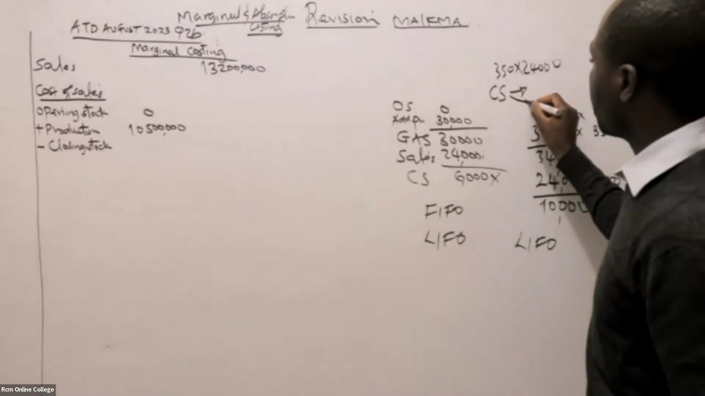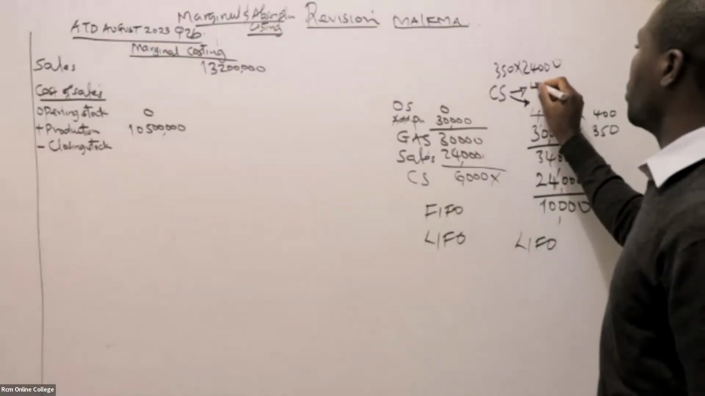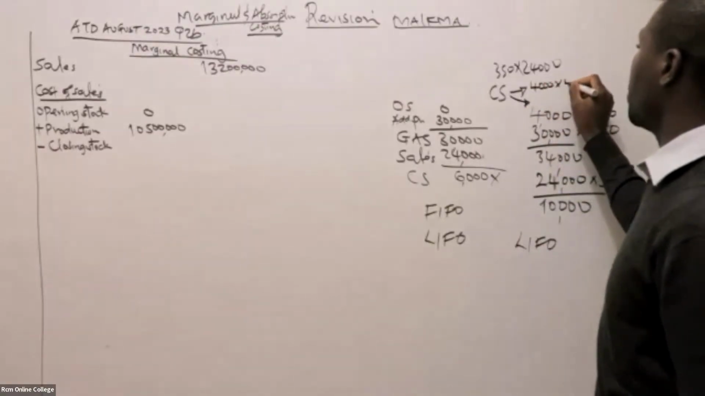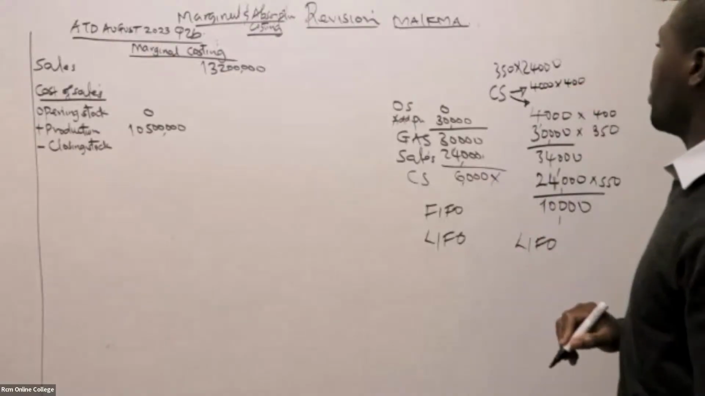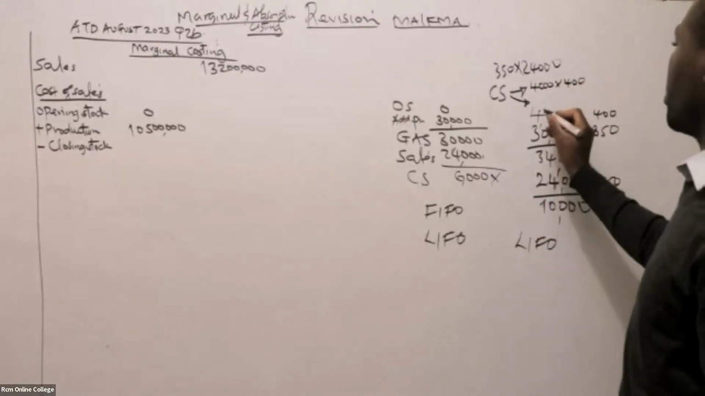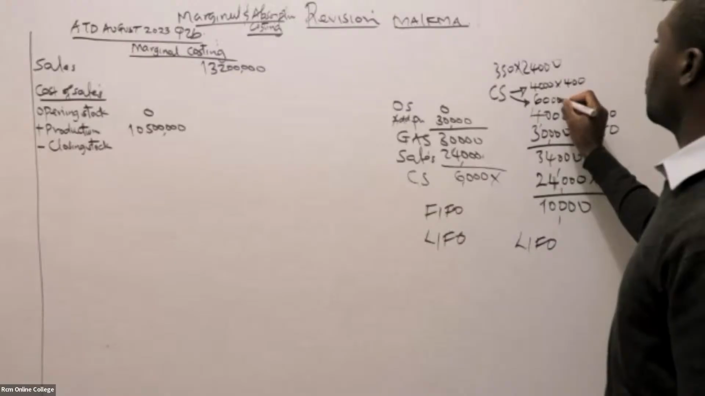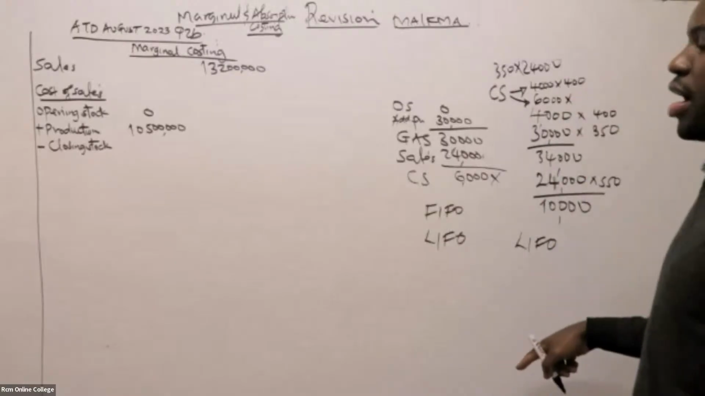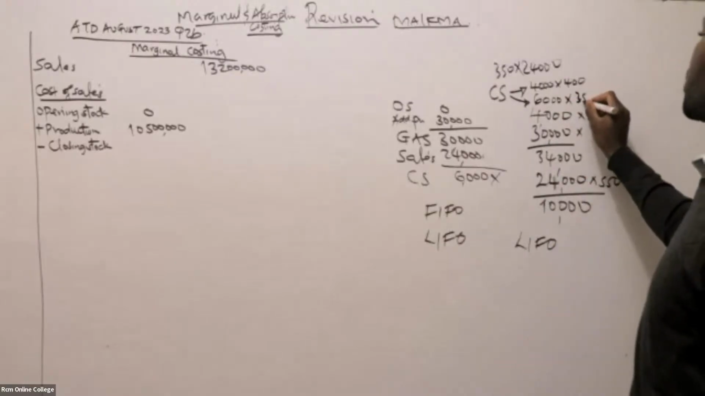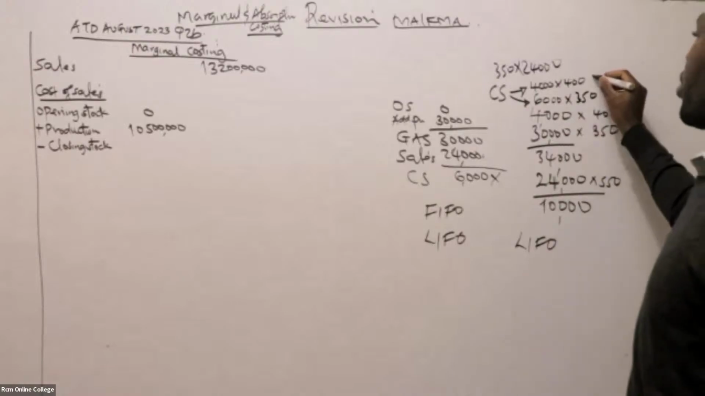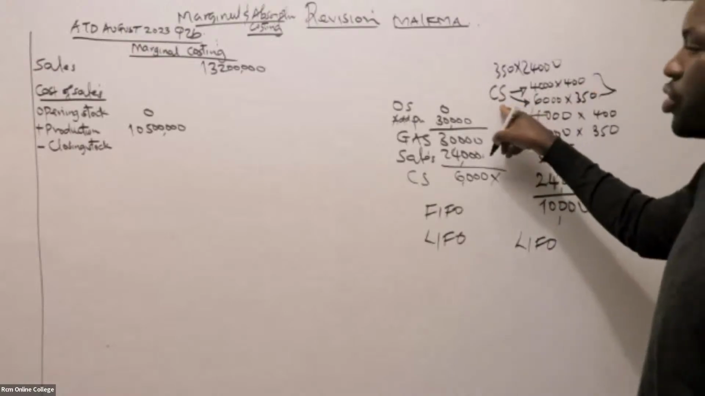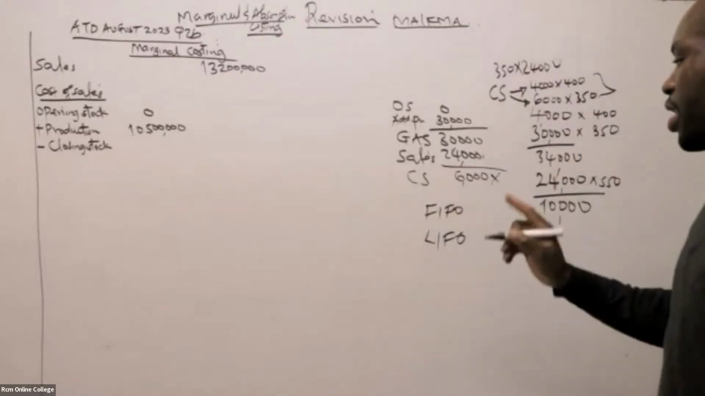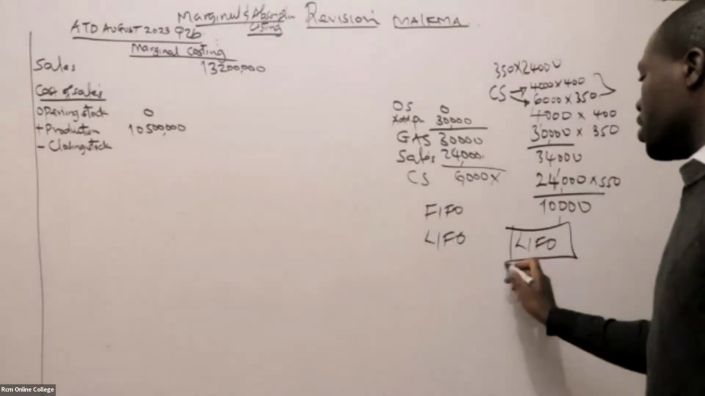We have the one from the opening stock which has not been sold, the 4,000, which was brought in at 400. Then the other closing stock, we have 10. The other remaining amount represents 6,000, which was produced during the year, at a cost of 350 shillings per unit. So this is how you get the cost of closing stock, if the company was using what we call LIFO.